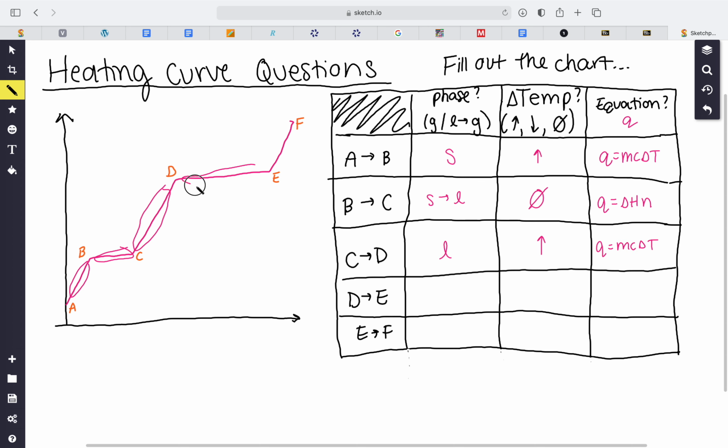Then D to E, we're changing phases, so we're going from liquid to gas, so the temperature is not changing, and again, when the temperature doesn't change, we're going to use our delta H n. And then our last one is from E to F, where we are staying in the gas, and the temperature is just increasing, so we're going to use our Q equals MC delta T.